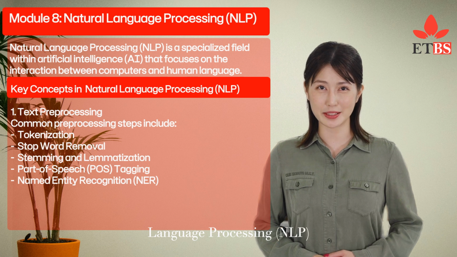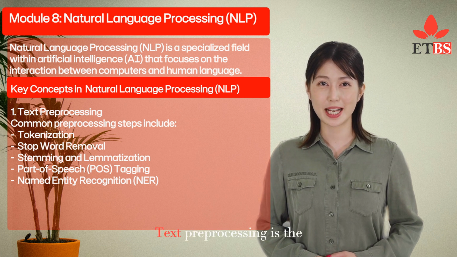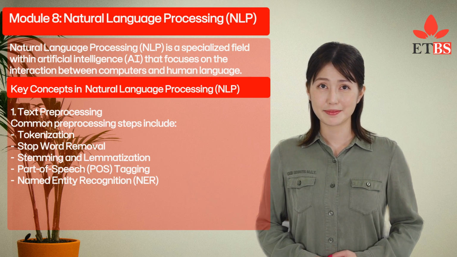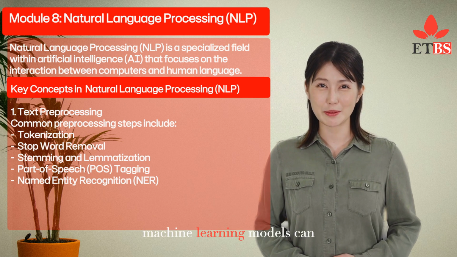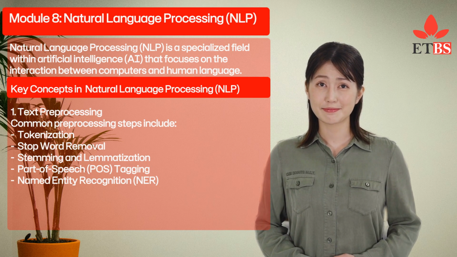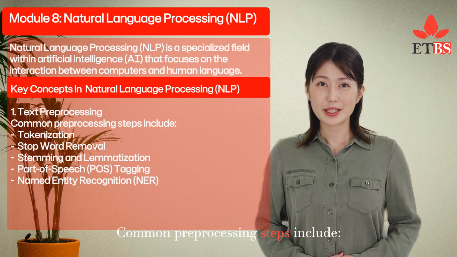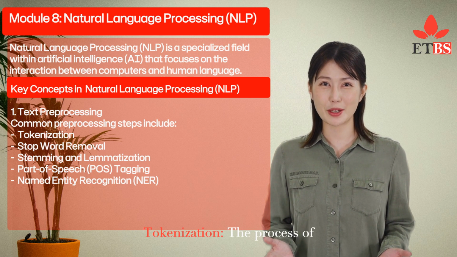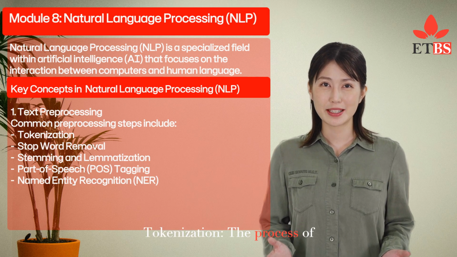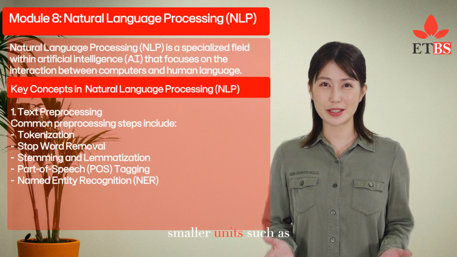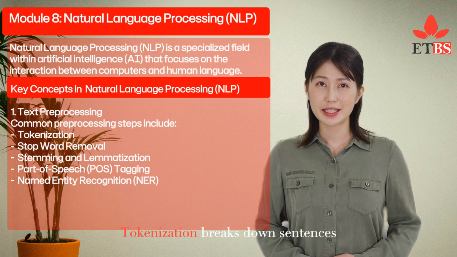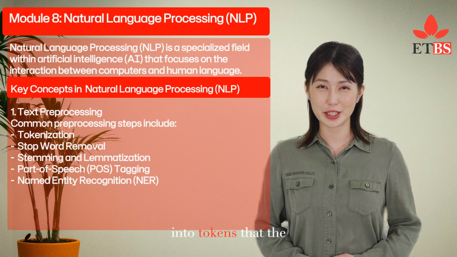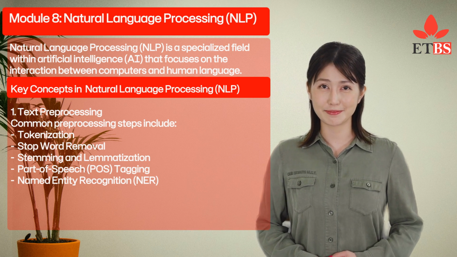1. Text preprocessing. Text preprocessing is the first step in any NLP task. Raw text data must be cleaned and transformed into a format that machine learning models can process efficiently. Common preprocessing steps include tokenization, the process of splitting a text into smaller units such as words, sentences, or subwords. Tokenization breaks down sentences into tokens that the model can analyze.